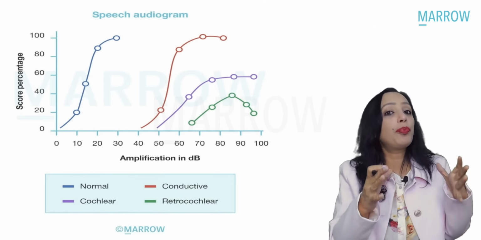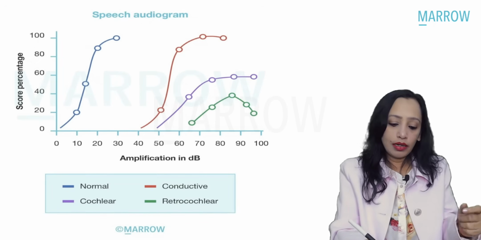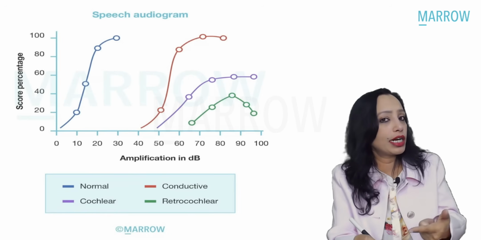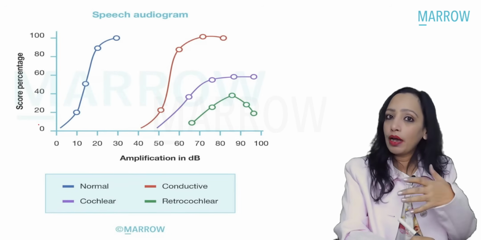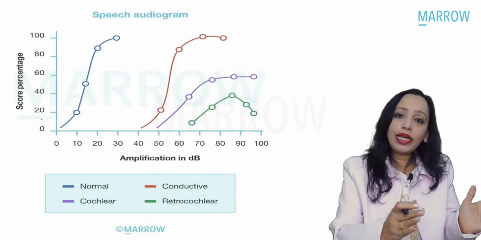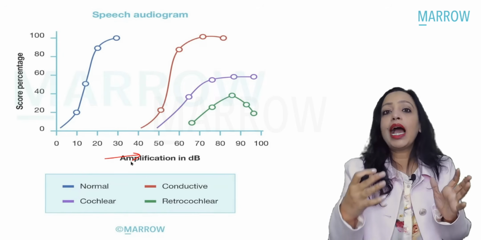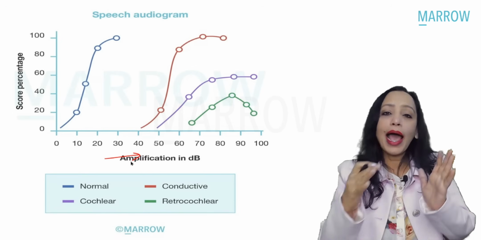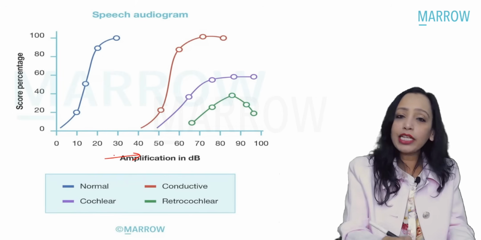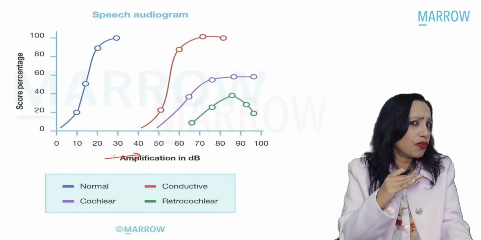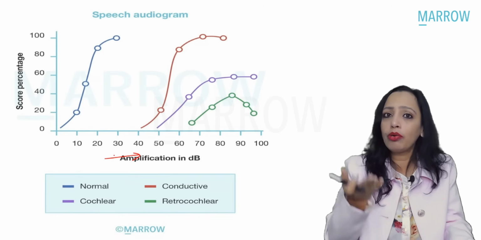Rollover phenomenon is when we plot the discrimination score against the amplification of sound. The result tells us whether it is a cochlear hearing loss, whether it's a conductive hearing loss, whether it is a retrocochlear hearing loss. So what we do here is we give the patient words, and we go on increasing the loudness. We go on amplifying the loudness of the words, and we see what percentage of words the patient is identifying as we go on increasing the loudness of the sound. So what happens in cochlear hearing loss is, as we increase the loudness, suppose I am speaking very softly, then I speak a little more loudly, then a little more loudly. When are you going to hear better? Yes, the louder the sound, you will hear better.